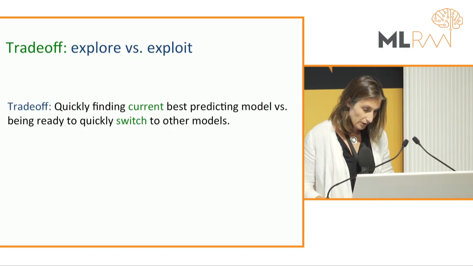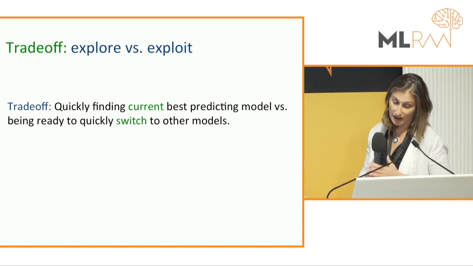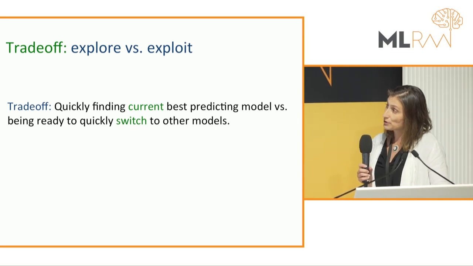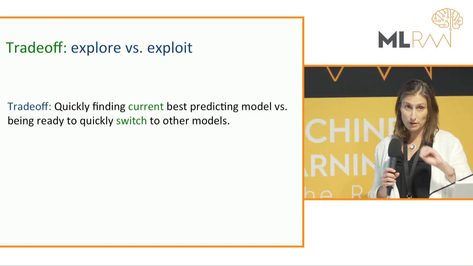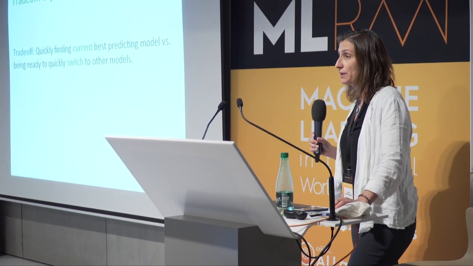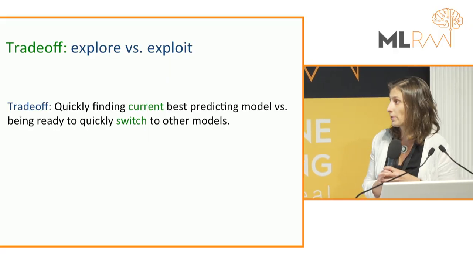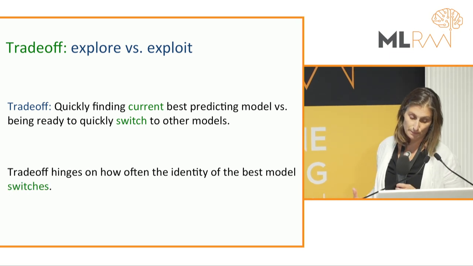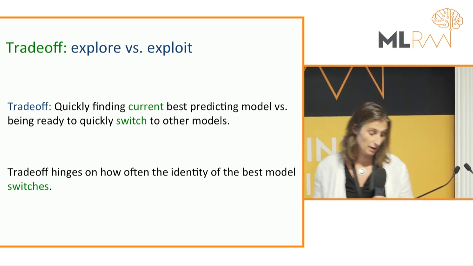Okay, so in terms of AI, this is an instance of explore versus exploit. So the trade-off is exploiting by predicting with the current best predicting climate model. And explore would be always being nimble, hedging your bets a little bit more, and being ready to switch to another model should conditions change. And this instance of explore-exploit hinges on how often the best climate model changes.